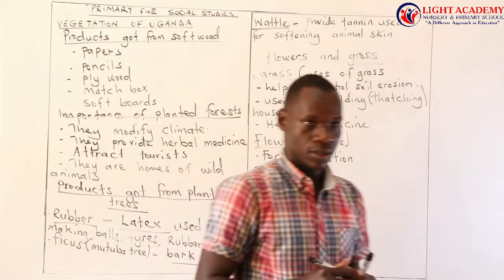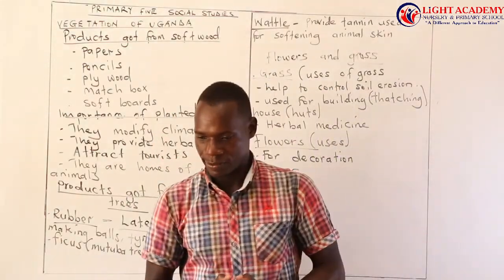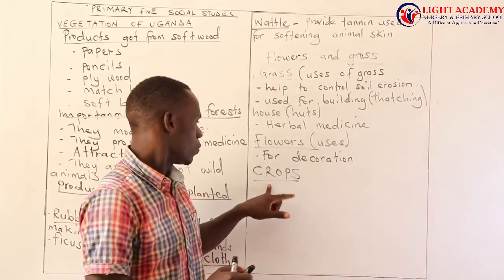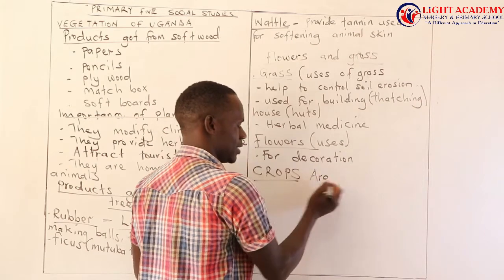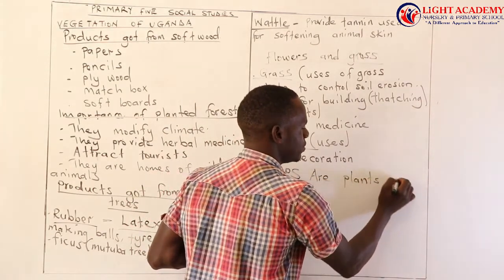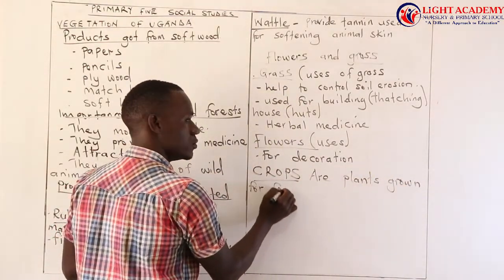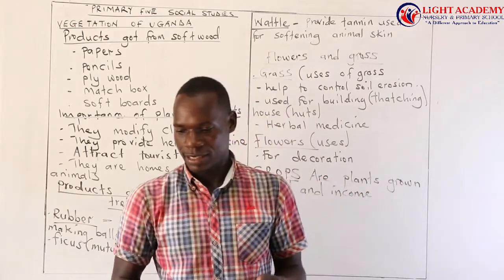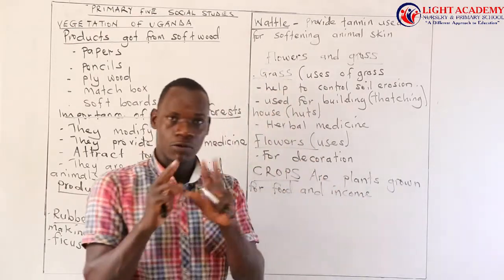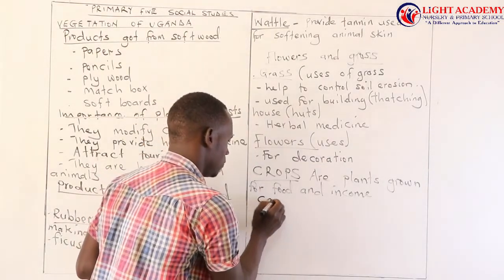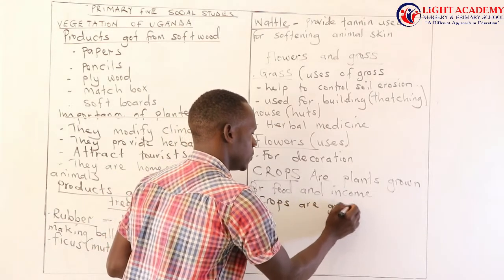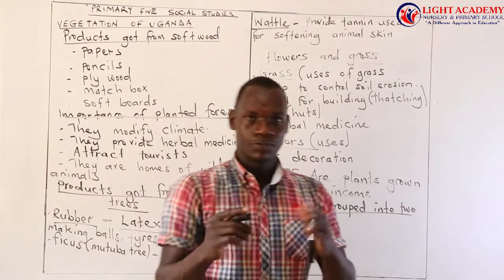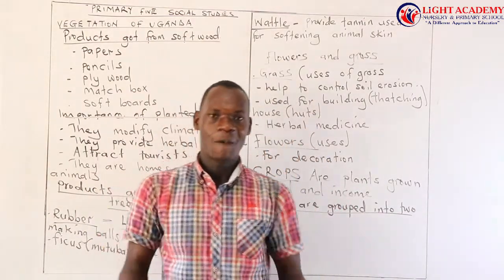Then we look at another planted vegetation, which is crops. People plant crops in their compounds. And these crops are plants grown for food and income. What are crops? They may ask you. Crops are plants grown for food and income. However, these crops are grouped into two. My dear learners, how are they grouped?